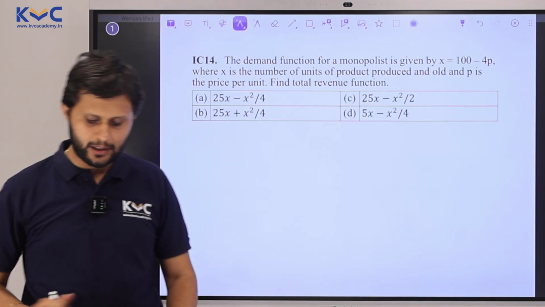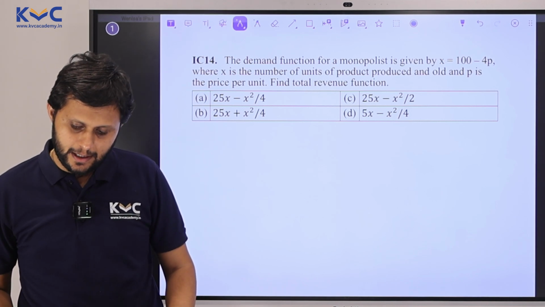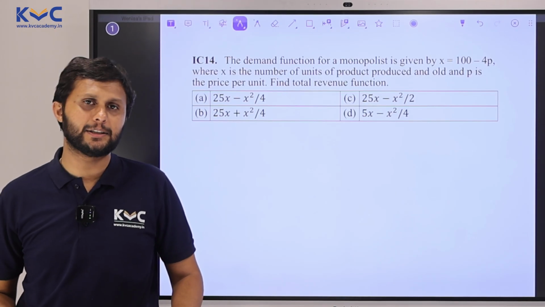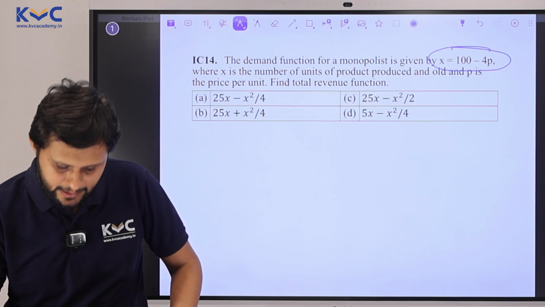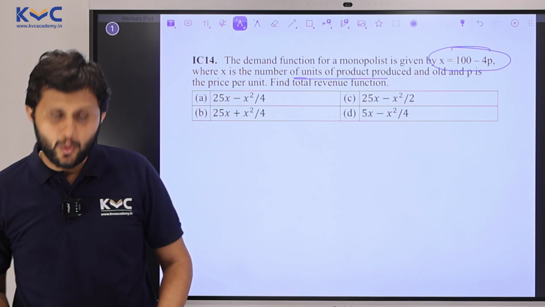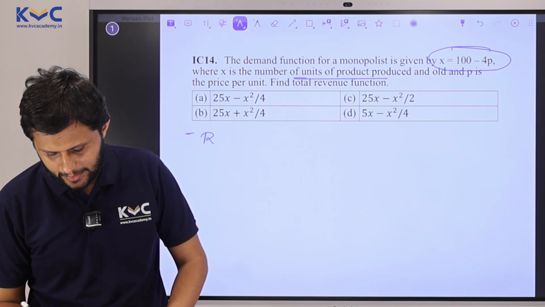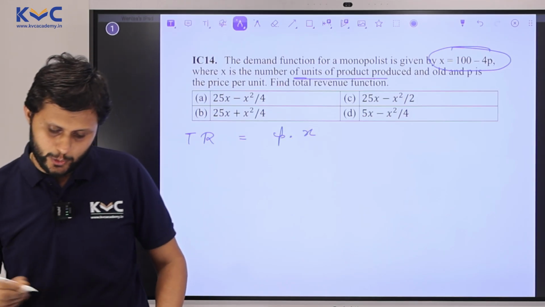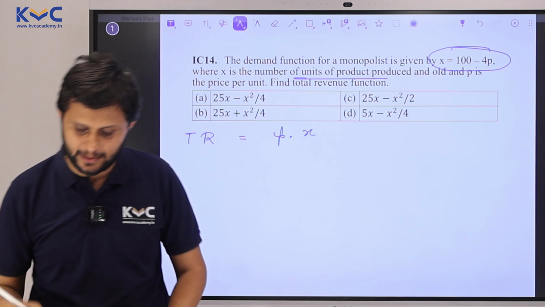Moving on to the next question, question number 14. The demand function is given, but this time demand function is given as x is equal to. So how did we write the demand functions? Demand function we write it as P is equal to, okay, but remember here it is given x is equal to. X is the number of units produced, P is the price. We want revenue function. Now revenue function, total revenue is equal to, we know it is P into X, correct? Do we have P? No, we don't have P.